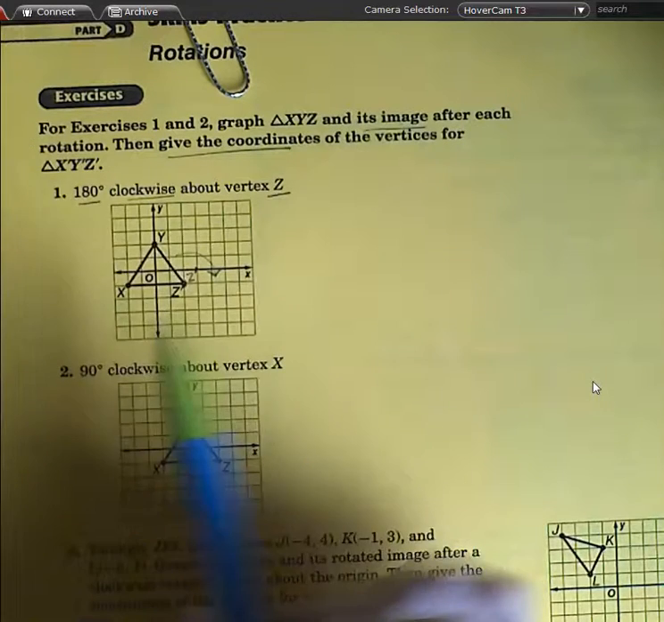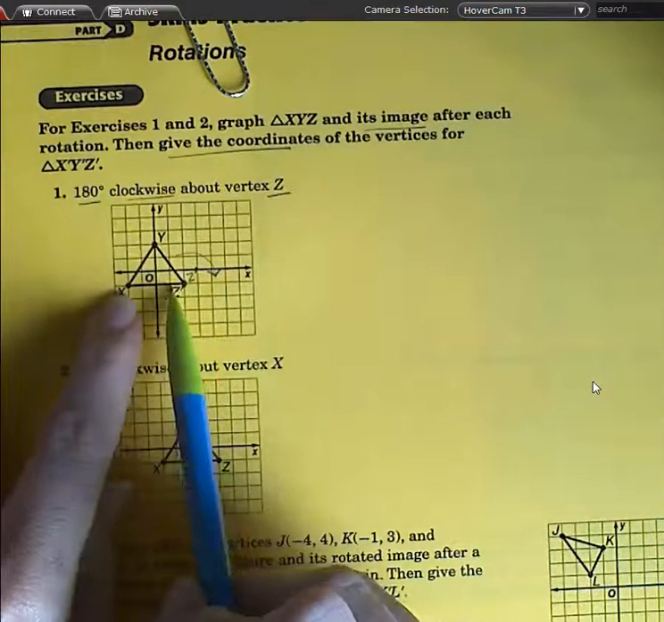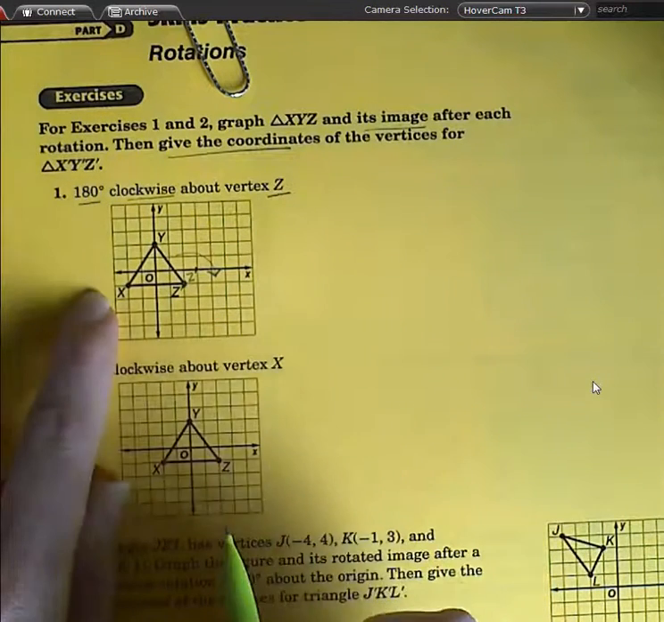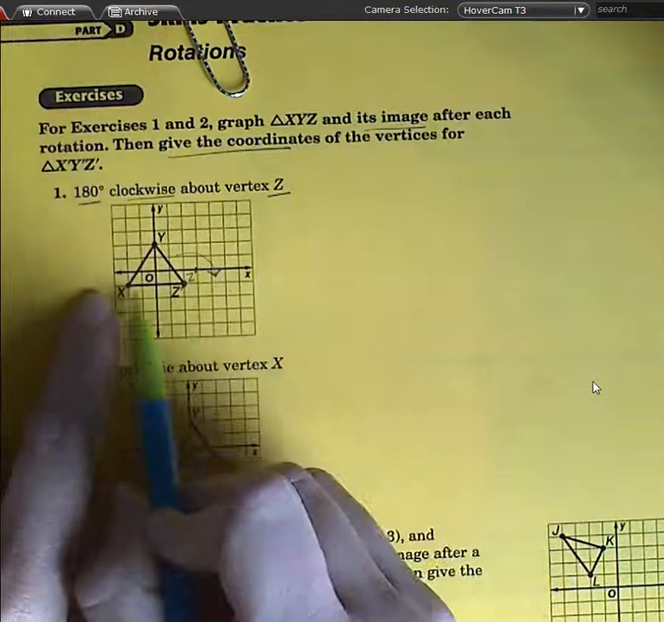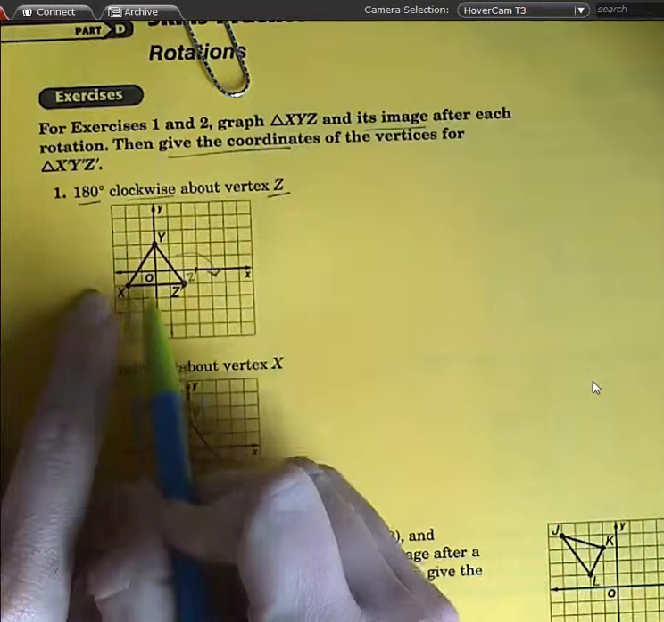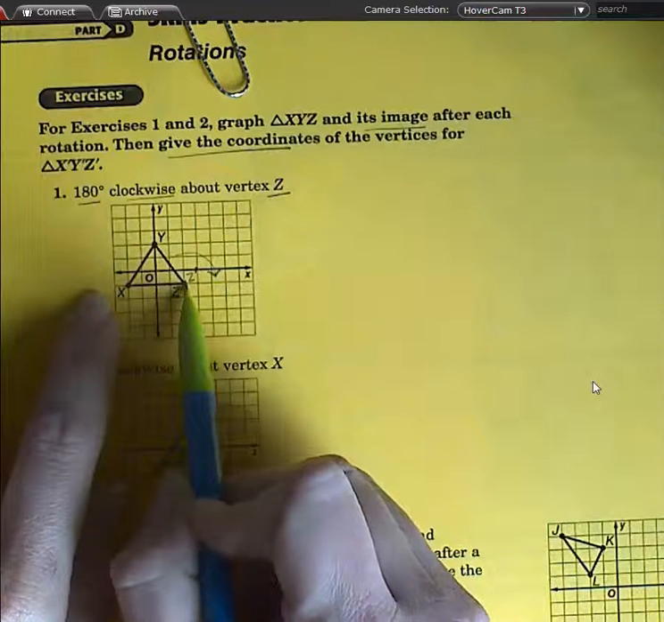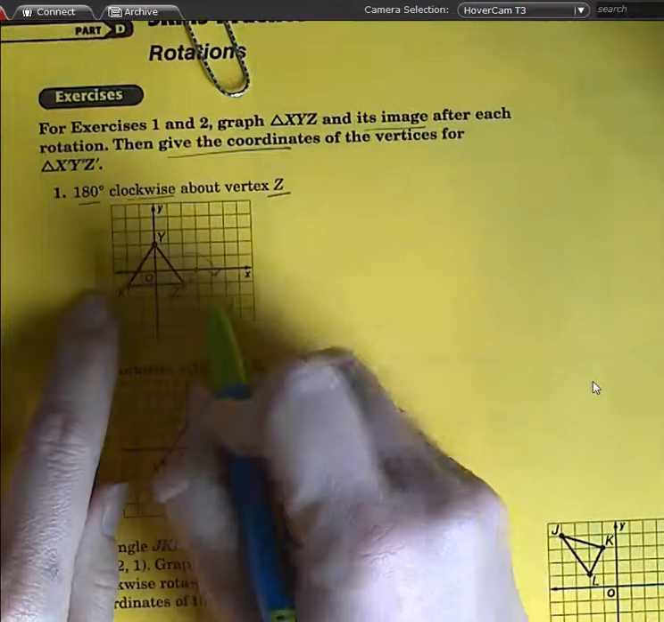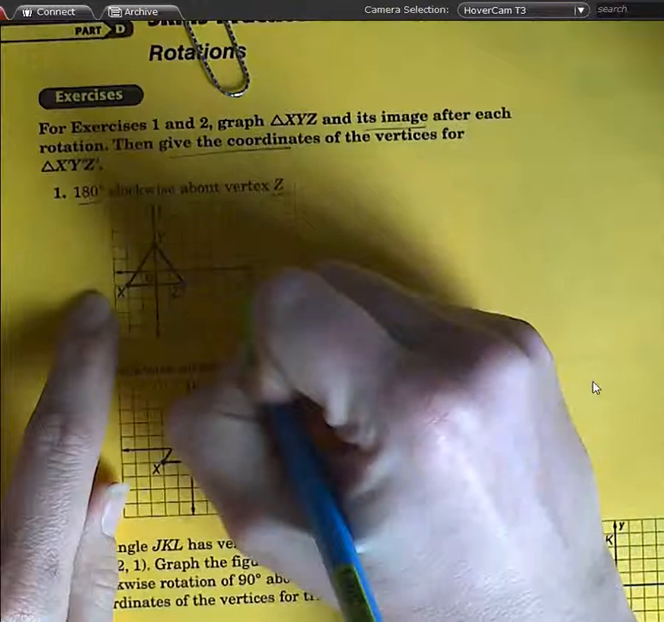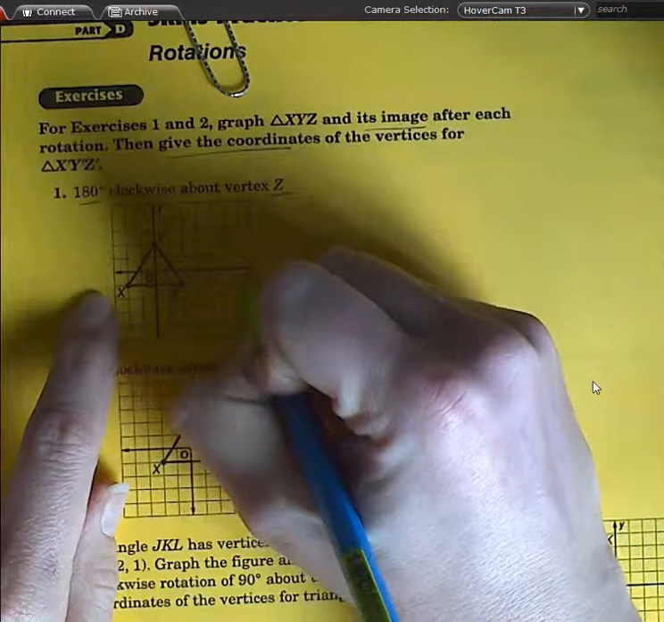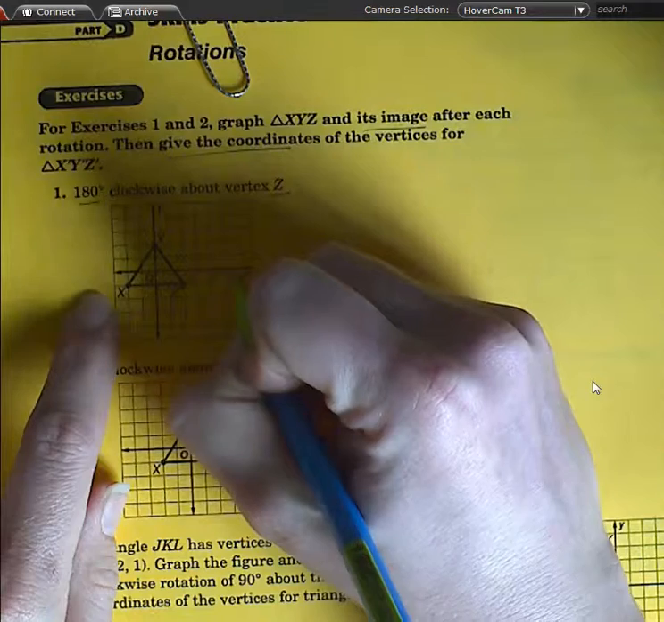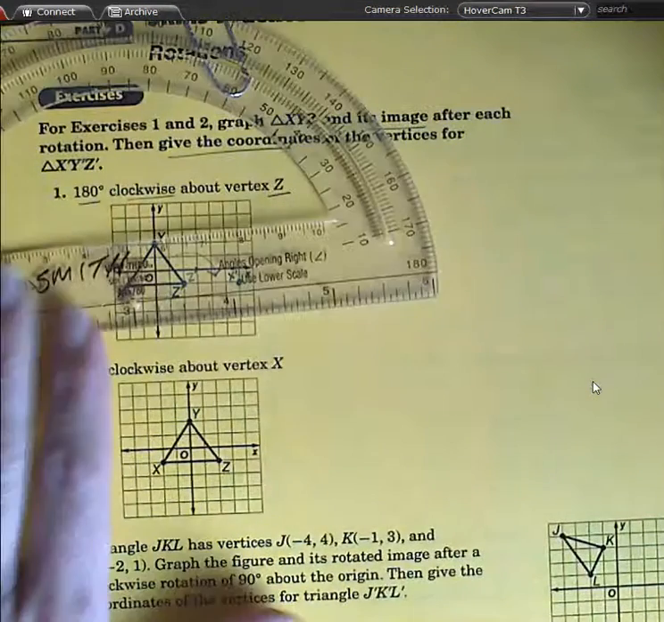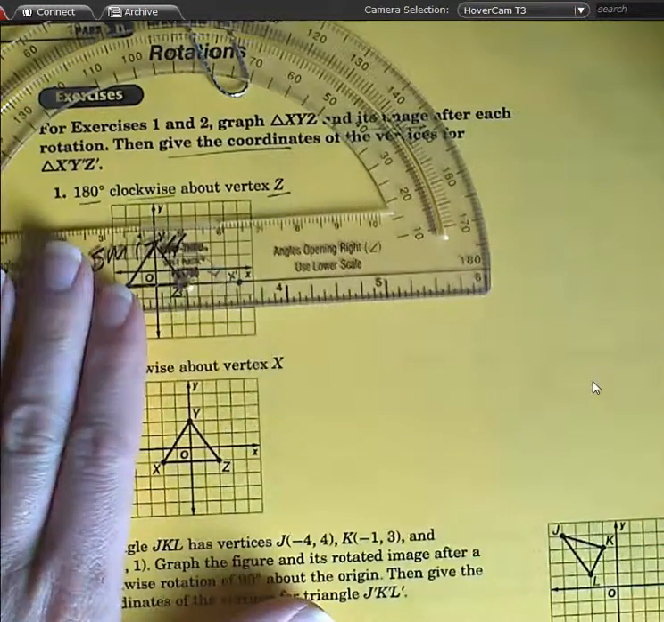Well, let's look at X. How far away is X from Z? How many spaces away is it? 4 spaces. And so, how far away on this straight line does X prime have to be? 4 spaces away. It's the same distance. 1, 2, 3, 4. And that becomes X prime. And it's 180 degrees straight across. It's the same distance from the point.